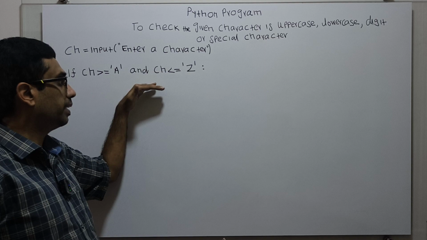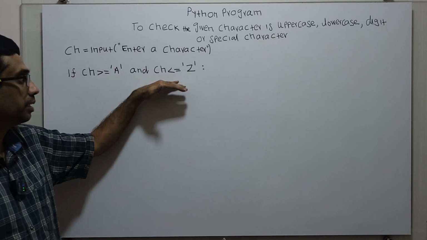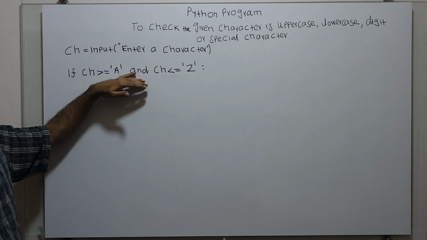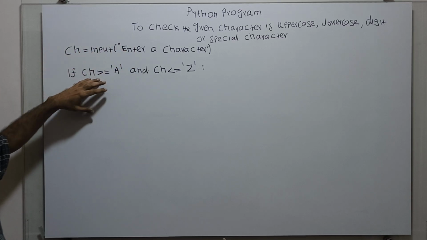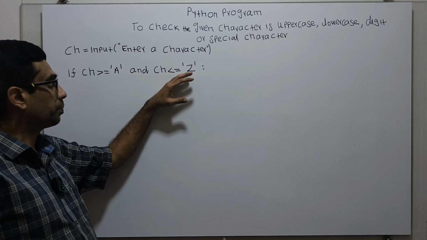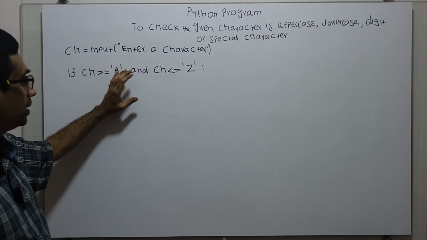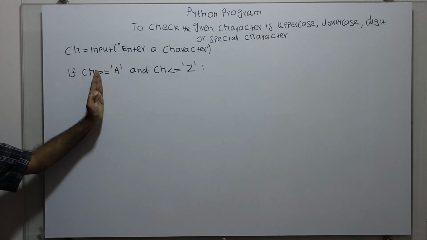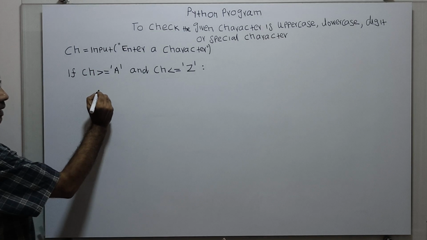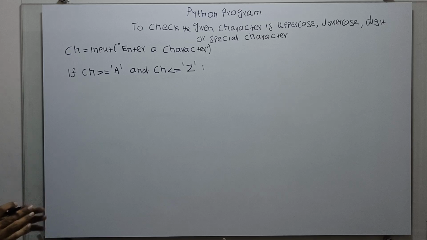So it says very clearly it is in the range of A to Z, and is a logical operator. It returns true if it satisfies both the expression on the left side and the right side. Then only it will return true. If the condition is true, the control will come to the if block. For the if block, we have to give an indentation. Indentation stands for the scope.